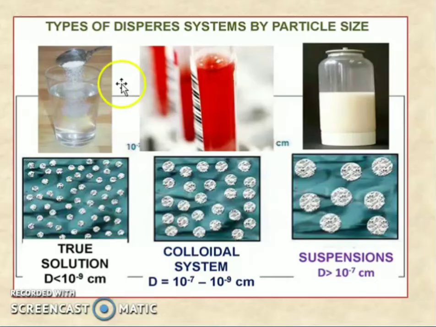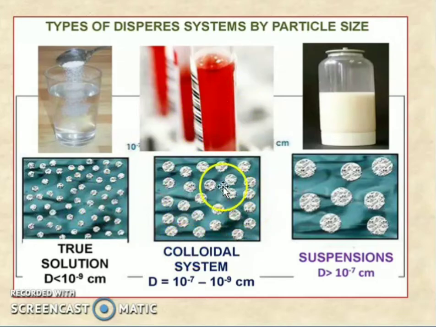Now we can see the type of dispersed system by the particle size. So this is a true solution. You can see that it is water with salt or sugar added, so it will be clear, and the particles are so small that we cannot see them with the naked eye. And here, just an example, is blood.